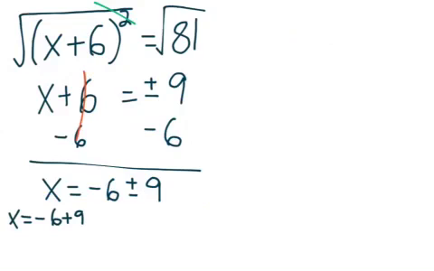And then I rewrite it a second time. So again, I just start copying. I say x equals negative 6. Then I get to this again. I already used the plus over here. So this time I'm going to say minus 9.